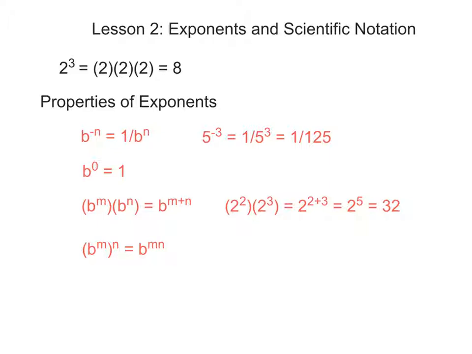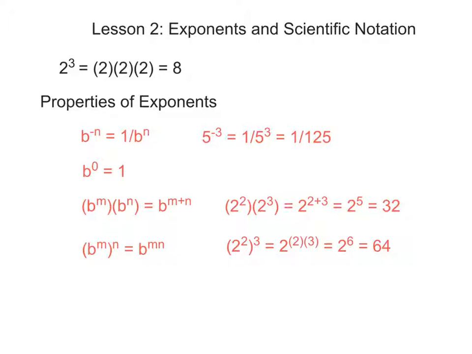Now we have the power rule. Say we have a number b raised to the m power, and that whole thing is raised to the n power. Well, then that's simply equal to b to the m times n. So let's look at an example here. Say I have 2 raised to the 2, and that whole thing is raised to the 3. Well, that is simply equal to 2 to the 2 times 3, or 2 to the 6th, or, in this case, 64.